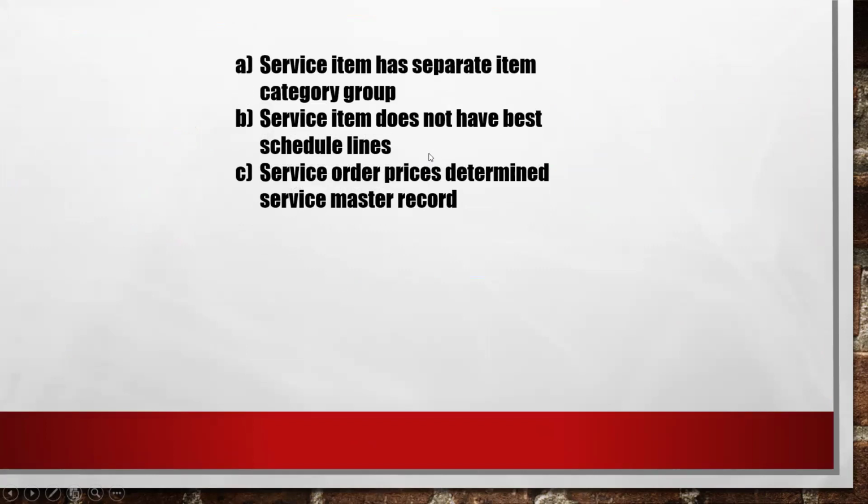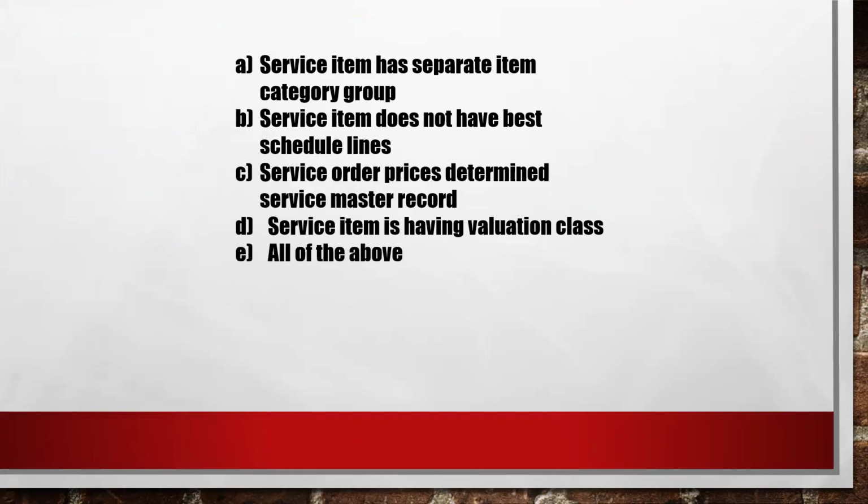A, service item has separate item category group. B, service item does not have best schedule lines. C, service order prices determined by using service master record. And D, service items is having valuation class and all of the above.